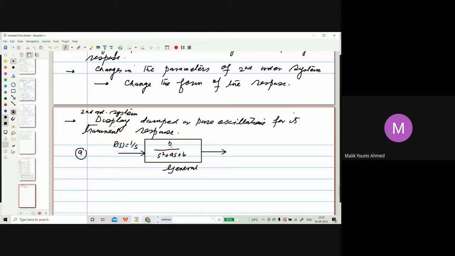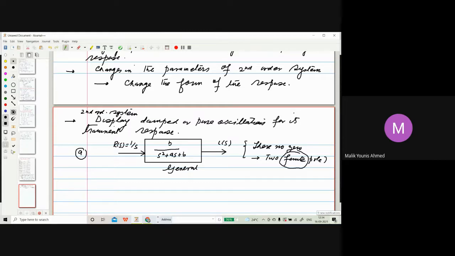By varying the values, b will be a multiplying factor. I will explain this. You can very clearly see there is no zero in this case, but there are two finite poles. Finite means a number is there. If you do not want to use the word finite, it means two poles are there.